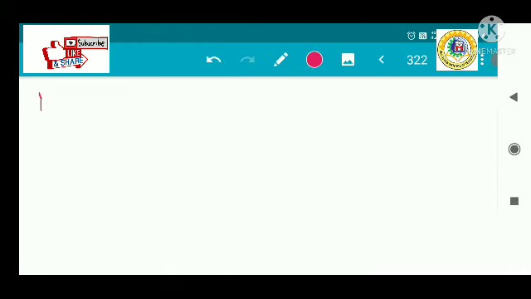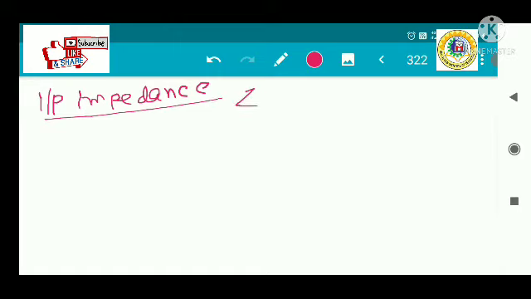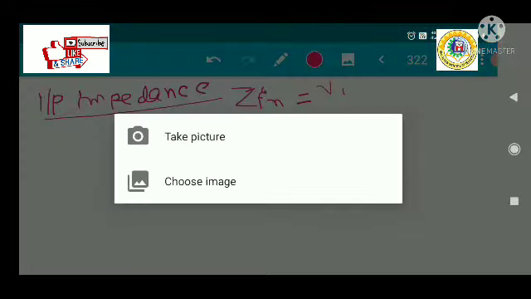First we study the input impedance. In the calculation of the input impedance, we must remember that input impedance is the first parameter, represented by Zin. Okay, now Zin is represented by Vin divided by Rin.